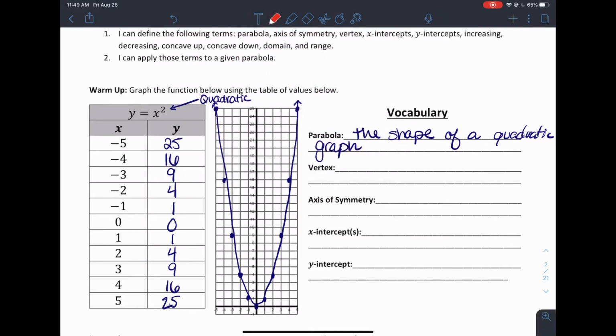The vertex is a special point on the parabola, and it is this point right here. This is the vertex, and our vertex is at 0, 0 here, but they can be elsewhere. We'll take a look at that in a minute, right? So the vertex is the turning point of a parabola. Okay.